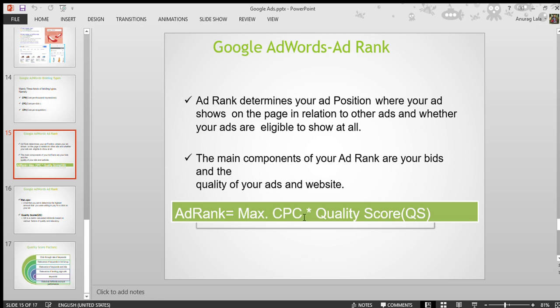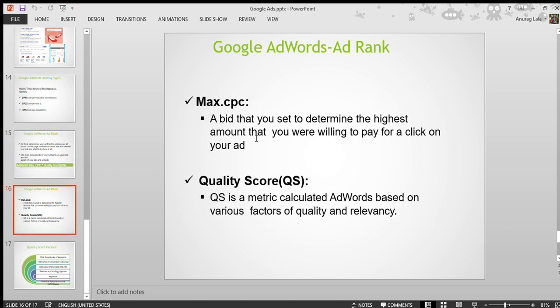Suppose two persons are in the electronics industry, and both are selling laptops and both are doing Google advertisement. Person A has set CPC at 10 rupees, and the second person has set CPC at 30 rupees. Google is more likely to show the ads of person B, who has bid 30 rupees. Obviously Google is earning more from person B, so they will give more priority to person B. So it is maximum CPC multiplied by quality score.